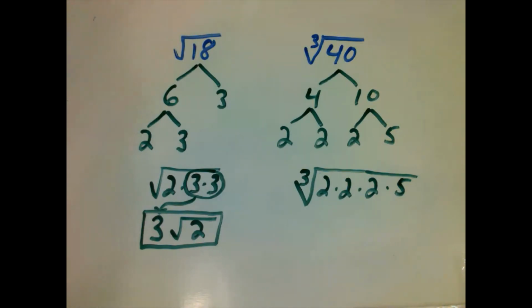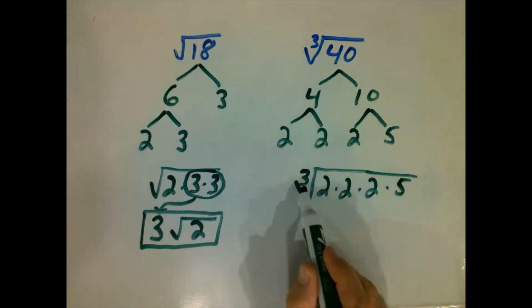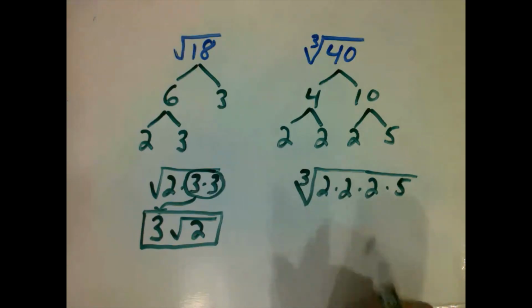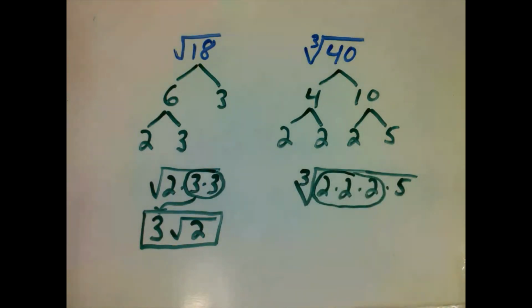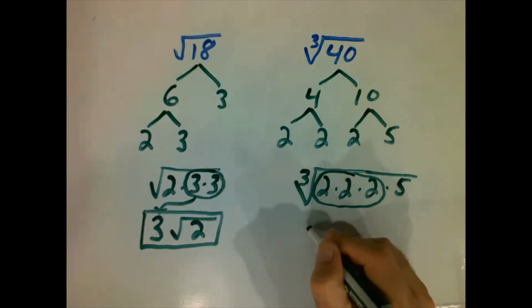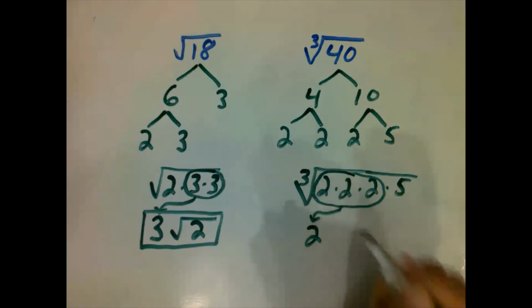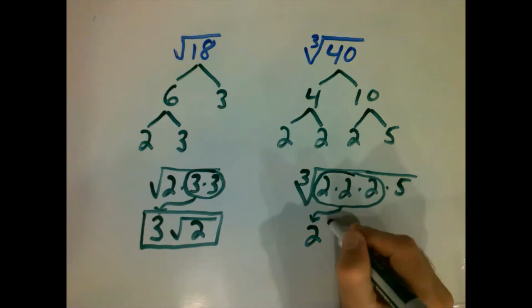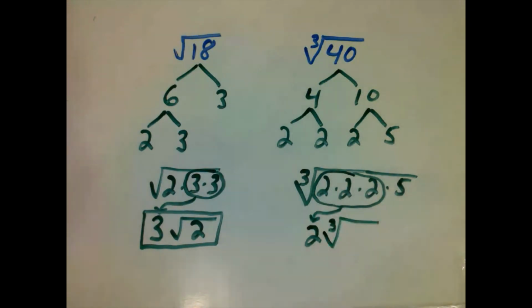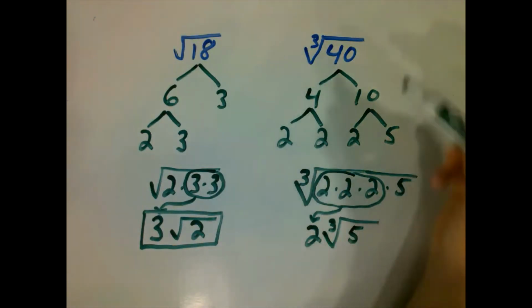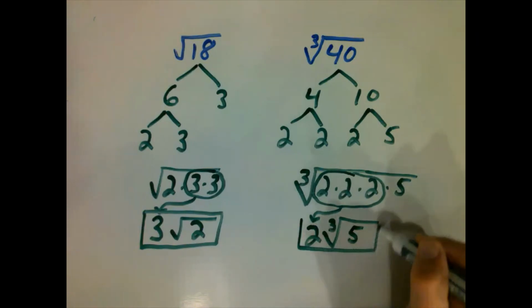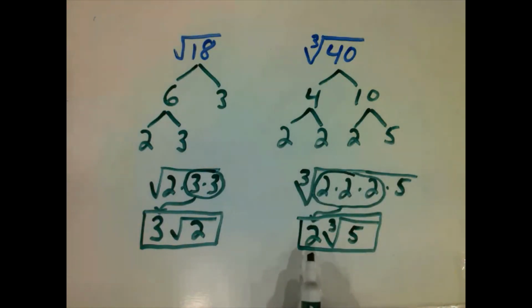Like I said, it's a cube root, so we look for 3 of the same factor. In this case, we have three 2's. Three 2's inside the cube root becomes a single 2 outside the cube root. Anything not in 3's will stay inside, so the 5 will stay inside. So the cube root of 40, if we simplify that, is 2 times the cube root of 5.